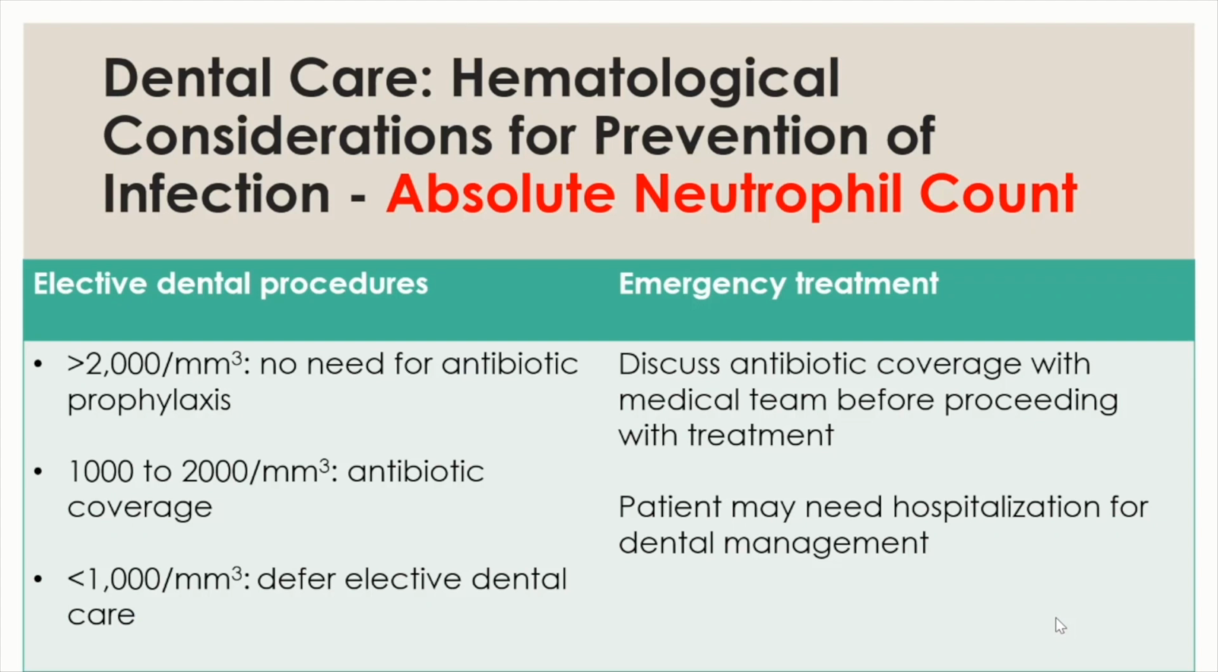For provision of dental care, we have to consider the prevention of infection. So we look specifically at the absolute neutrophil count. For elective dental care, if the count is more than 2,000, there is no need for antibiotic prophylaxis. However, if the count is between 1,000 and 2,000, then antibiotic coverage should be considered. If it is less than 1,000, it is important to defer dental treatment.